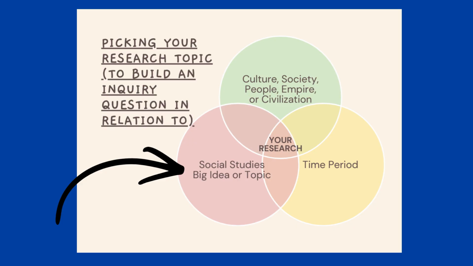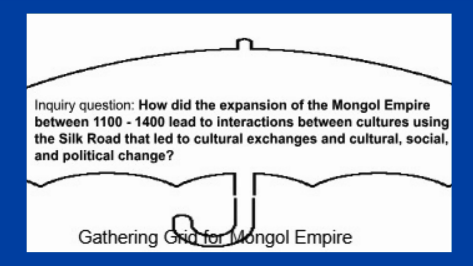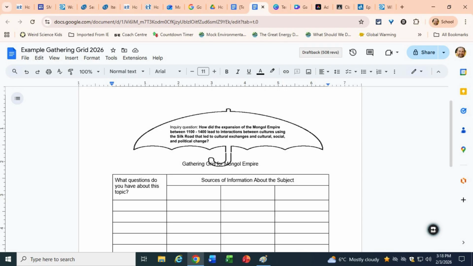So I have chosen to articulate my inquiry as: how did the expansion of the Mongol Empire between 1100 and 1368 lead to interactions between cultures using the Silk Road that led to cultural exchanges and cultural, social, and political change? So that is my larger inquiry question that the whole project is going to relate to.